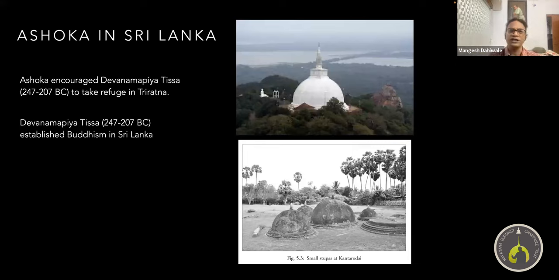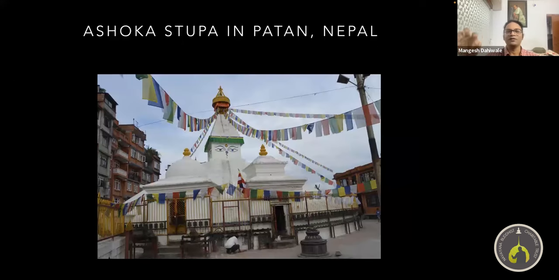And Ashoka, of course, encouraged Devanampiya Tissa to take refuge in the Triratna during his second coronation, and he took up the Triratna, and he played an important role in establishing Buddhism in Sri Lanka. And this word Devanam Priya, because it was mentioned in the Dipavamsa, and also it is the name of Ashoka, created confusion about the identity of who the great emperor was. But that's not the story for the lecture today.